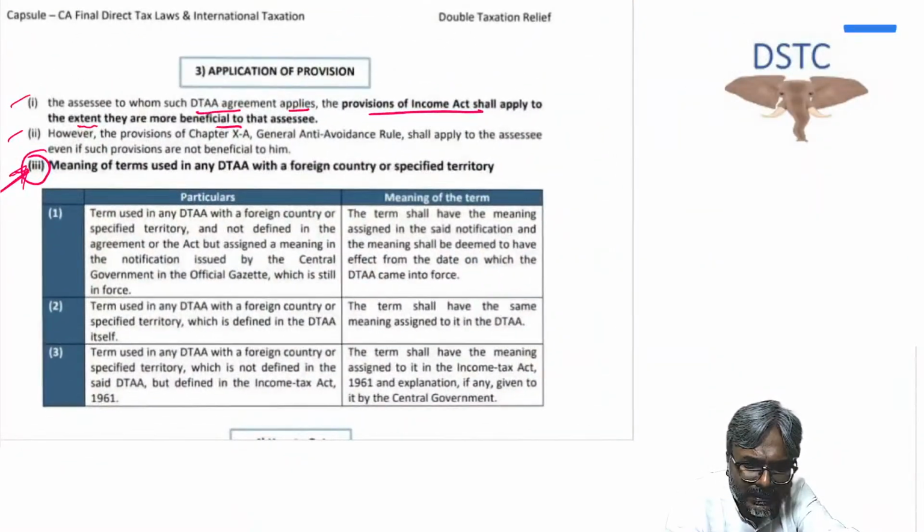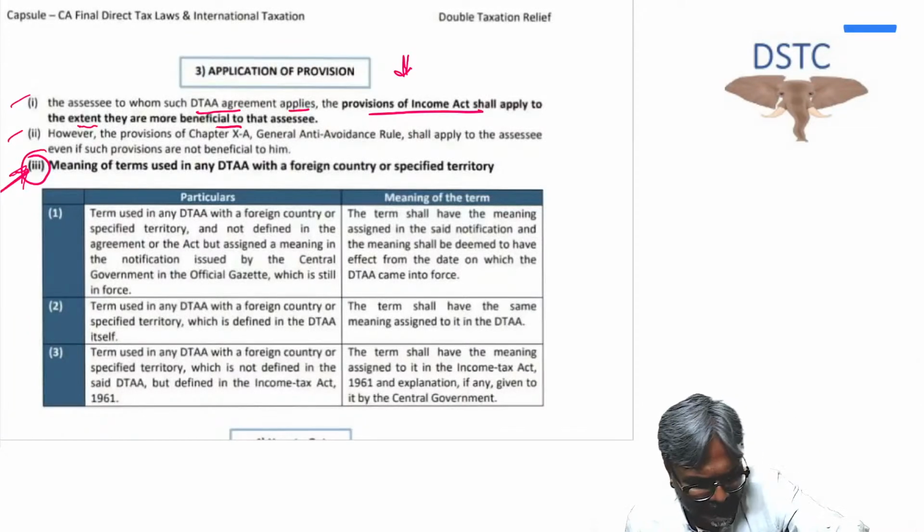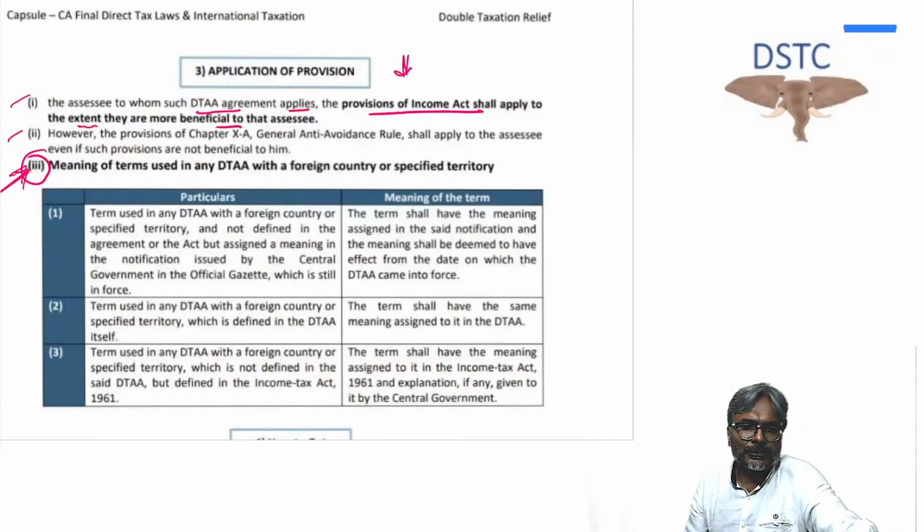Now let's come to this important definition. We will deal with it, and then we will look into the important area of foreign tax credit. Students, just keep in mind this particular part.